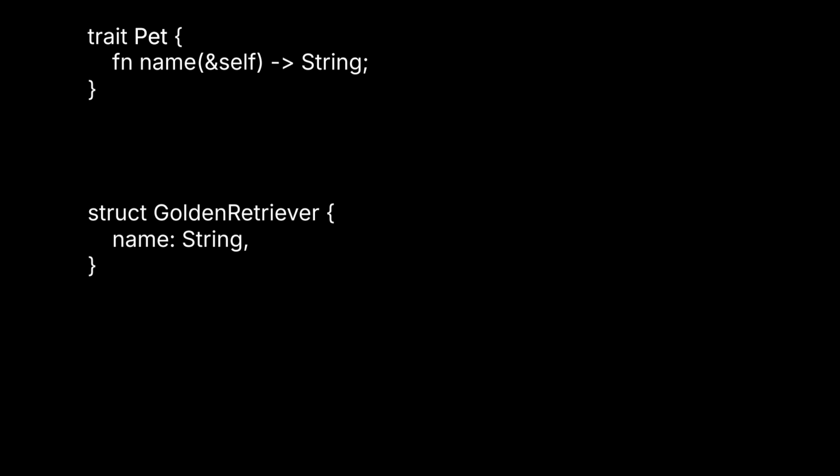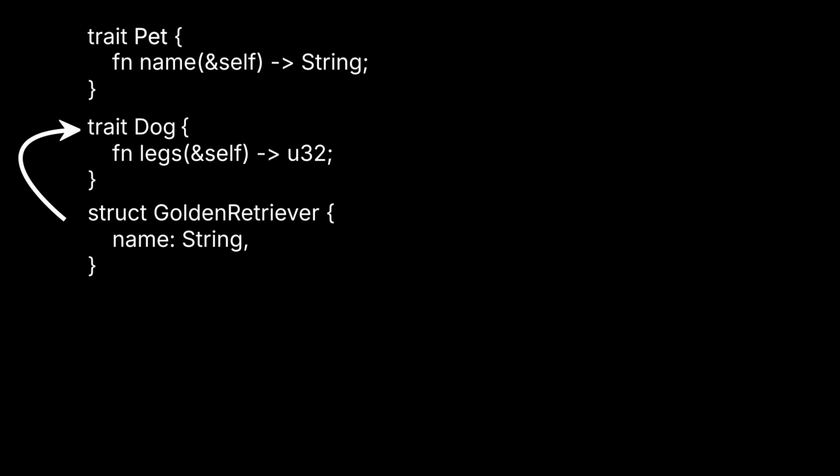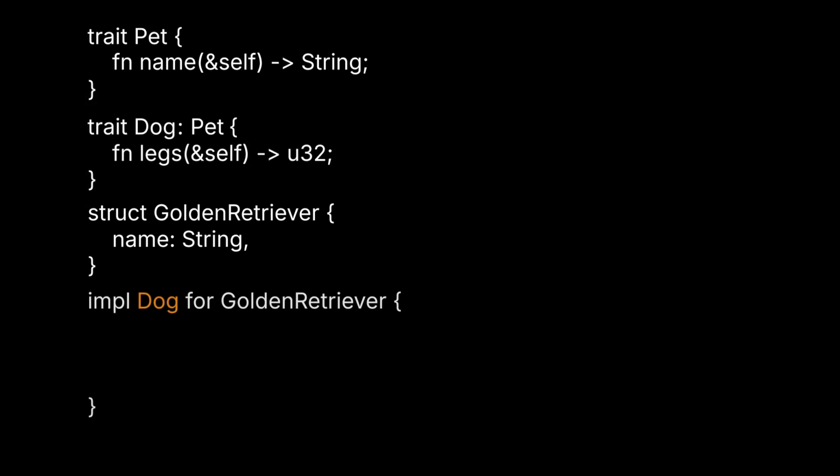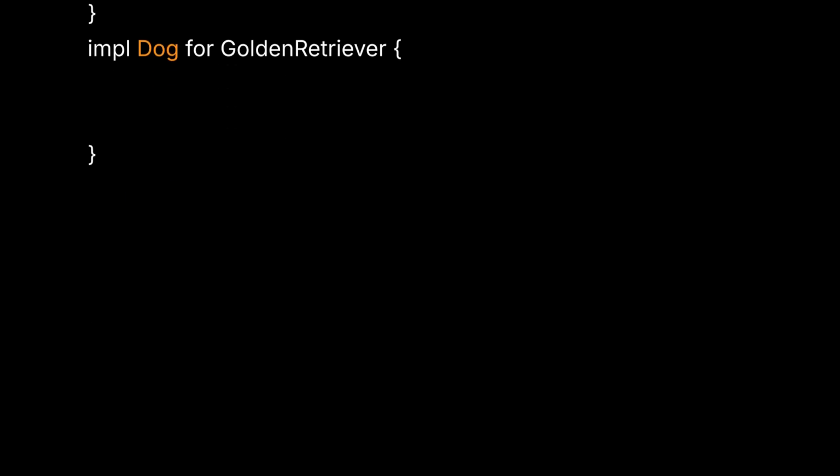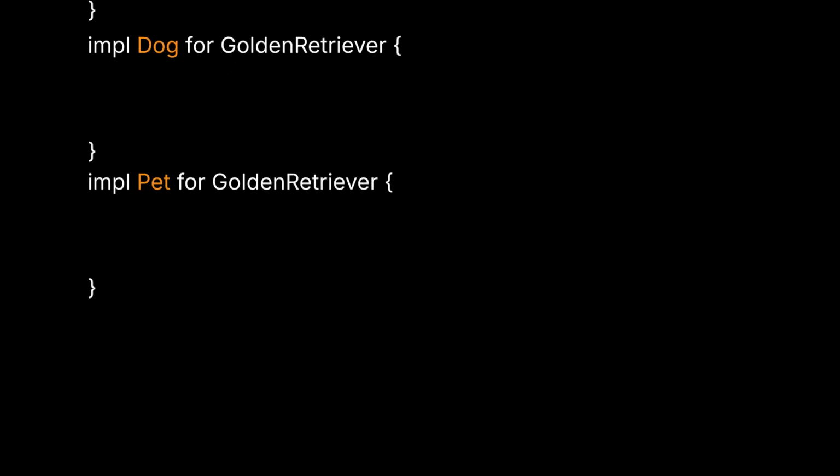We can have a golden retriever as a pet, but golden retriever is a dog, so dog is another trait for golden retriever. But dog can have all the traits of a pet, so this dog trait can inherit from the pet trait. Now for golden retriever, if we implement the dog trait, we also have to implement the pet trait, because dog inherits pet as well. If we don't implement the super trait, which is this pet trait here, the Rust compiler will throw an error and won't compile.